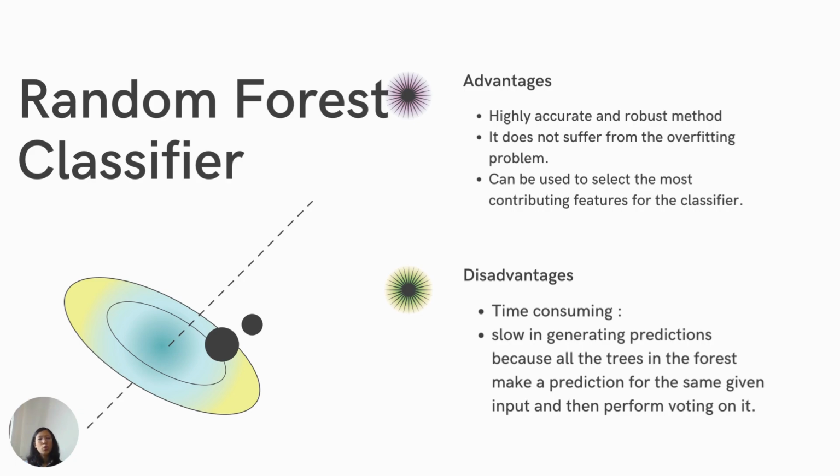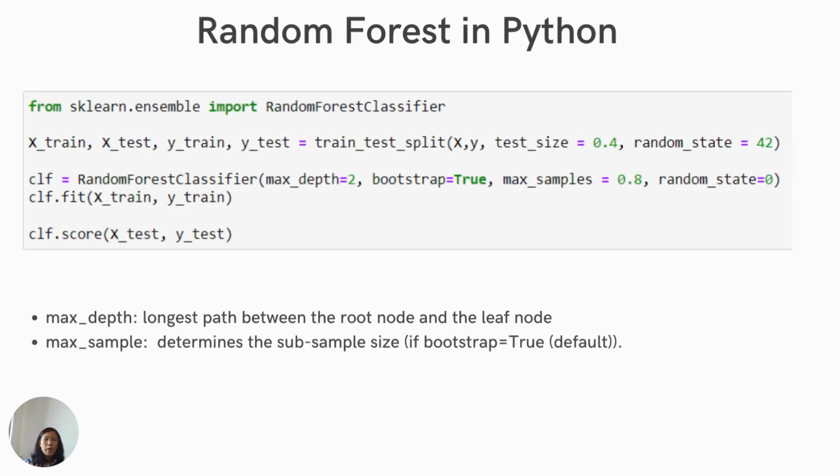One obvious problem is computational complexity and time consumption, because you need to build a decision tree for each sample set, and then each decision tree needs to make a decision and predict the result. Then you do the majority vote. So it can be slow in generating the prediction. Now let's move on to the implementation of random forest.